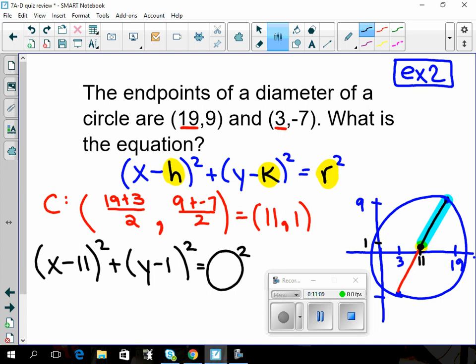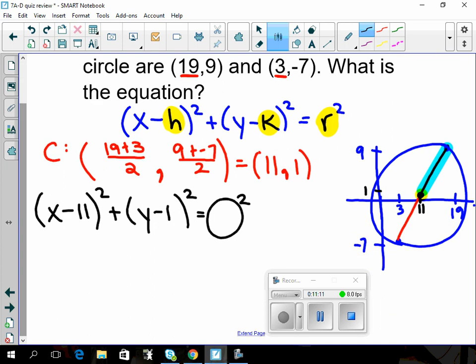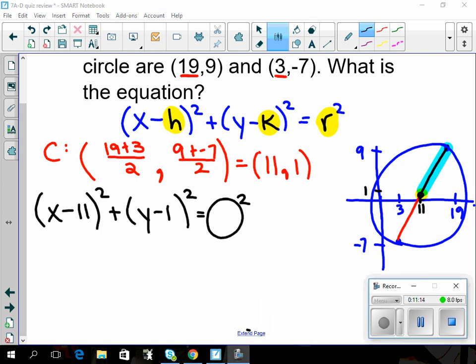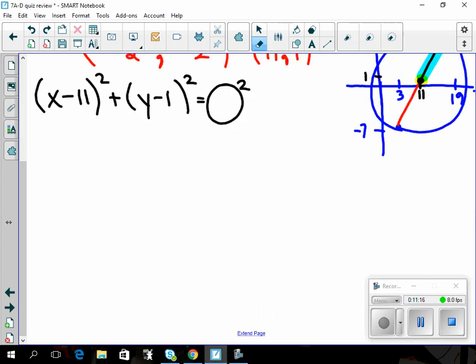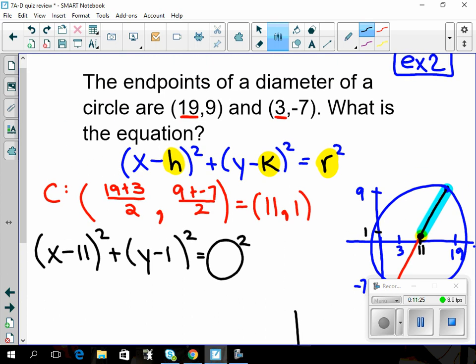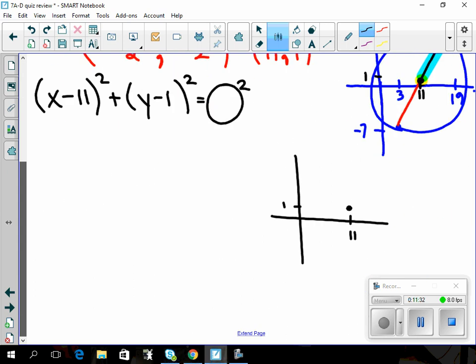I'm going to redraw it here. So don't just yell out answers. Just hang tight. I want to find the distance between 11,1 and what? I picked 19,9 because that's the way that I drew it. Do you agree? It doesn't really matter, but we'll say 19,9. So I want to find the distance between these two things.